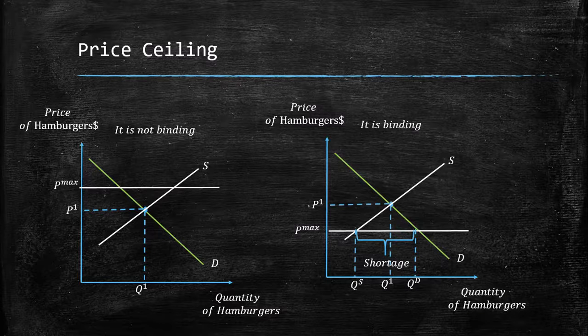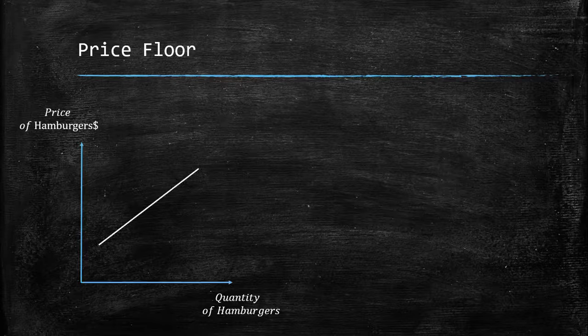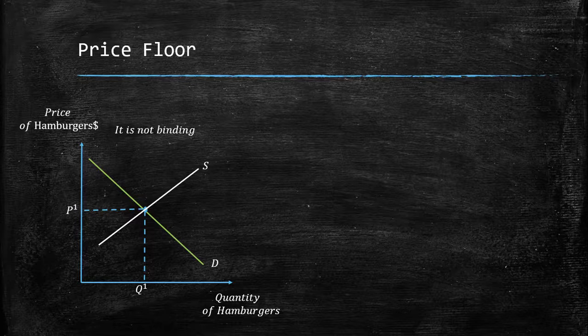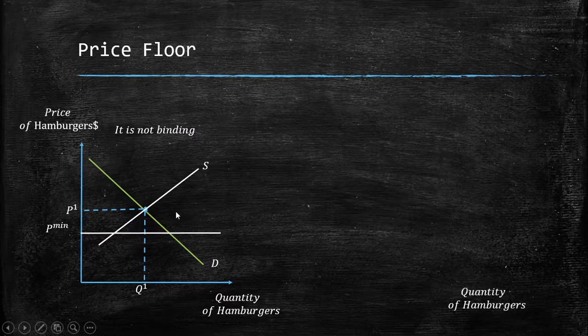It's only binding when the price is lower than the equilibrium. The other case is the price floor. We are talking about the minimum price, which in most cases is associated with the minimum wage, for example. Here we have the first case, which is not binding. It's going to be the opposite: the minimum price is fixed lower than the equilibrium price, so they're going to charge the equilibrium price anyway. There's not going to be any change in the market.